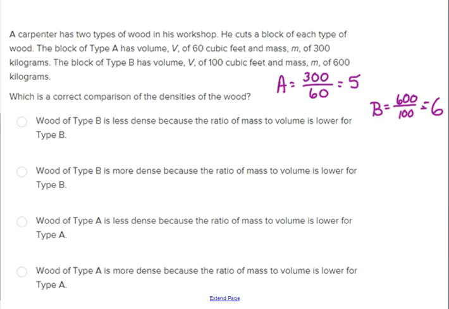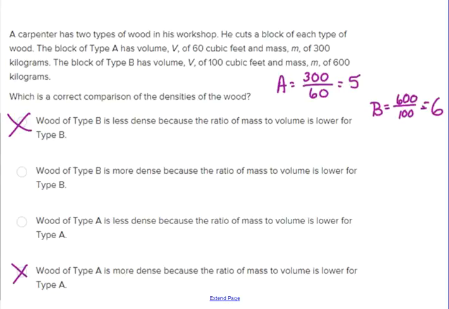So let's look at our answer choices. It says the wood of type B is less dense. Well, which one has the bigger number? A or B? Which one's bigger? B. The bigger the number, the more dense it is. So B is more dense. So we eliminate answer choice A. And then we want to also eliminate answer choice D because D says wood of type A is more dense. A is not more dense. B is the more dense one.